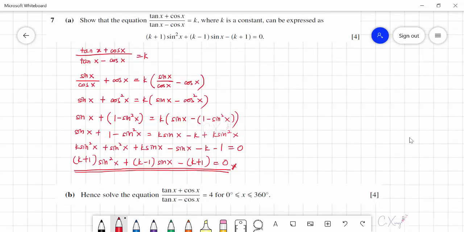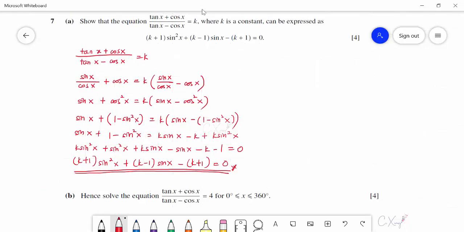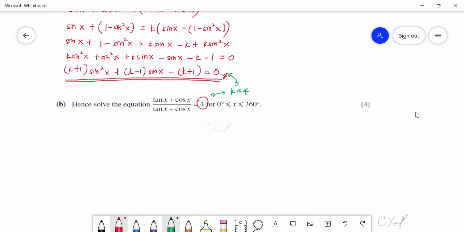If you compare the value, when they mentioned that this is equals to k, and now they want to solve it for 4, which means that k is equals to 4. When I want to solve this equation, I will need to substitute k equals to 4 into this quadratic form equation in terms of sine, so that I can solve the equation. Because you already proved in part number 1 that this equation can be rephrased like this, you just let k equals to 4 and substitute into this equation to solve it.